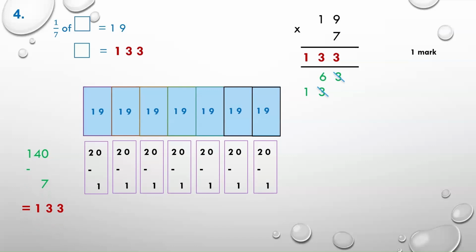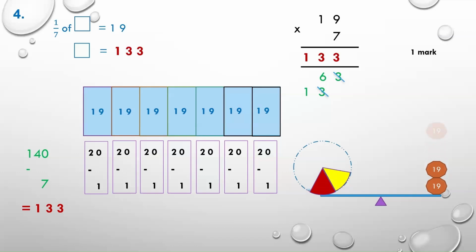Another way we could think of it, since they are equal, is just like sitting on a seesaw. Everything is balanced. So if we take a circle and bring up 1/7 of that circle, that is the same as 19. 1/7 of this whole circle is equal to 19, which is what our first line is telling us. So if we add another 19, we need to add another 7 in order for them to balance.